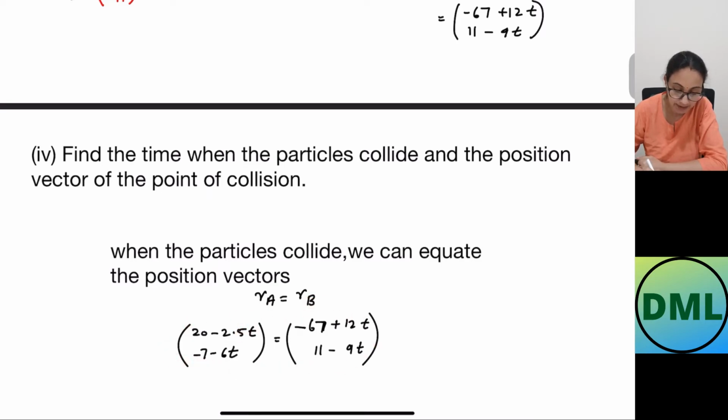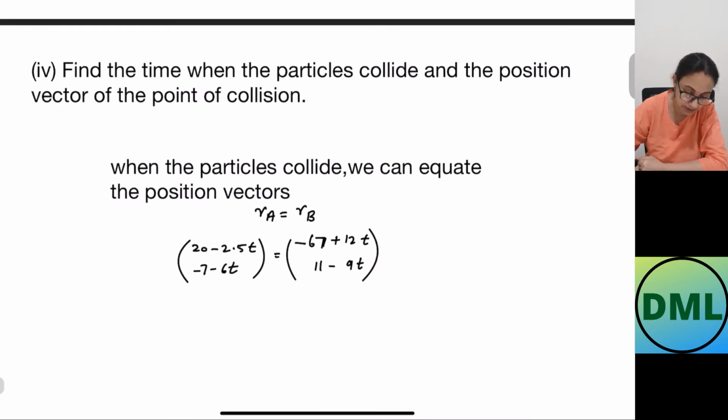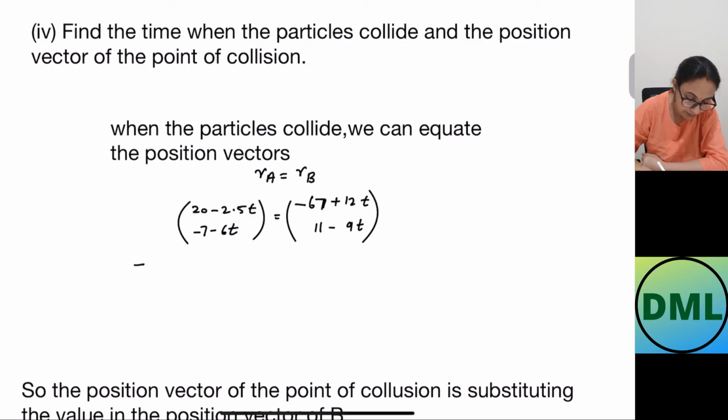Now in this I can equate the i vector separately and the j vector separately. You will get the same answer if you equate both of them. Right now I will do it with only one of the vectors, the j vectors, because it is easy for me to equate the j vector. So let's equate the j vector. Minus 7 minus 6t is equal to 11 minus 9t.